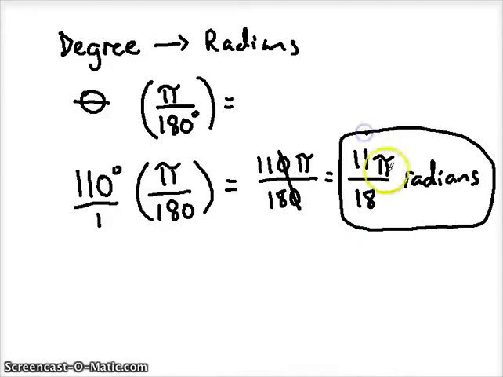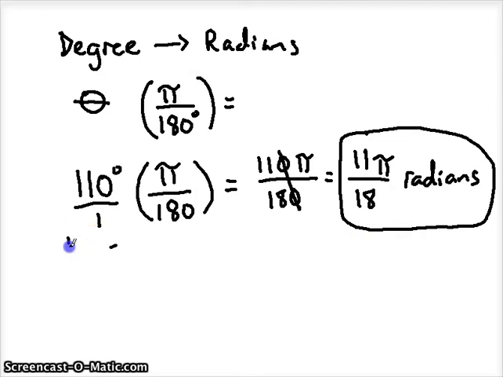Some books will ask you to leave it in this reduced ratio form. Other times the book or your teacher may ask you to take it all the way to a decimal form. So in order to do that, you would do 11 divided by 18 and either multiply by the pi button on your calculator or multiply by 3.14, and then you may have to round it to a couple decimal places. Just make sure you're reading the instructions when you're solving these problems. So that's degrees to radians.